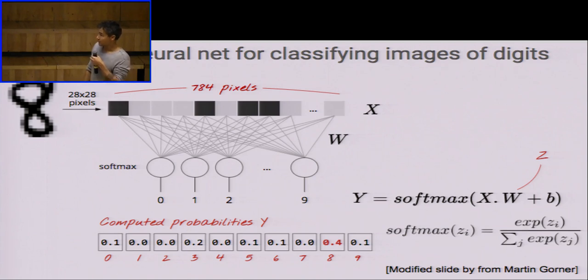How would we build this? So one way to do it is let's pick 10 neurons.